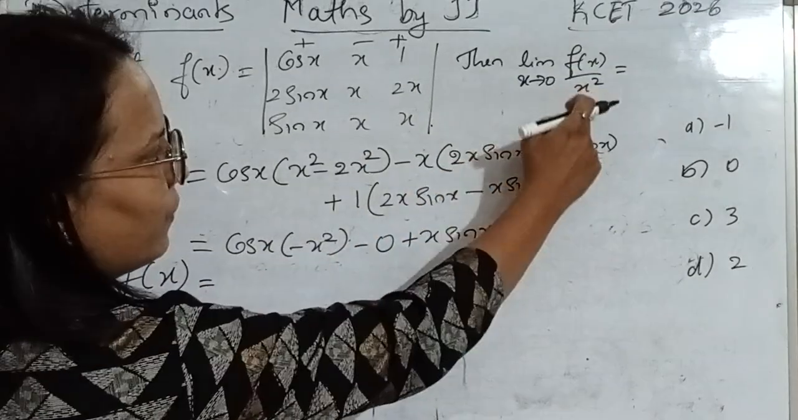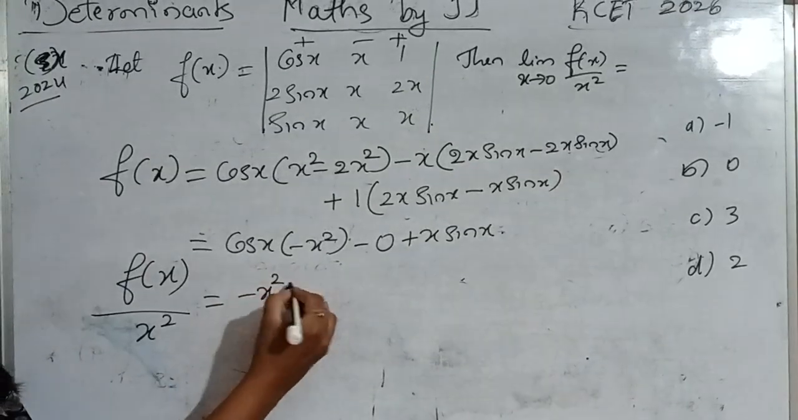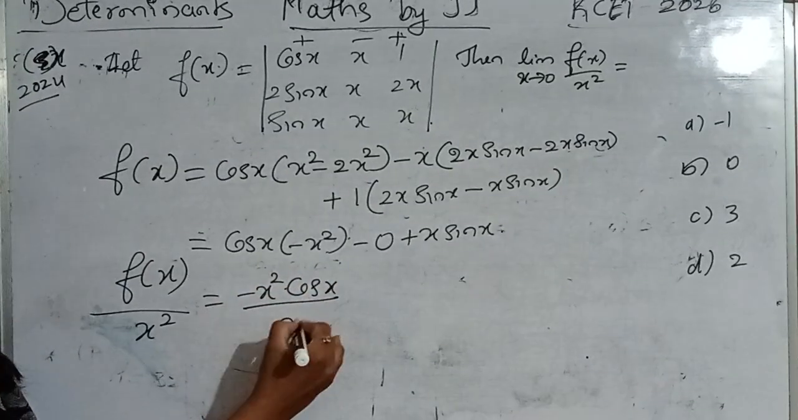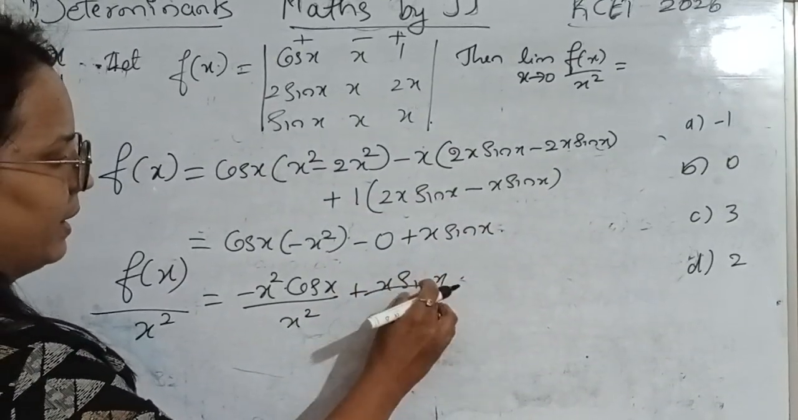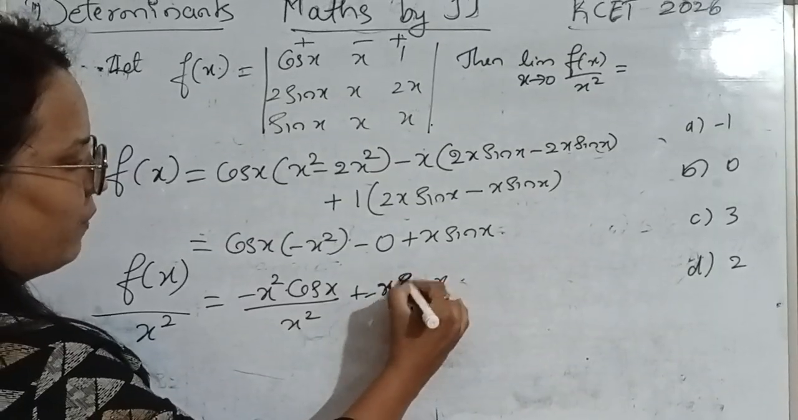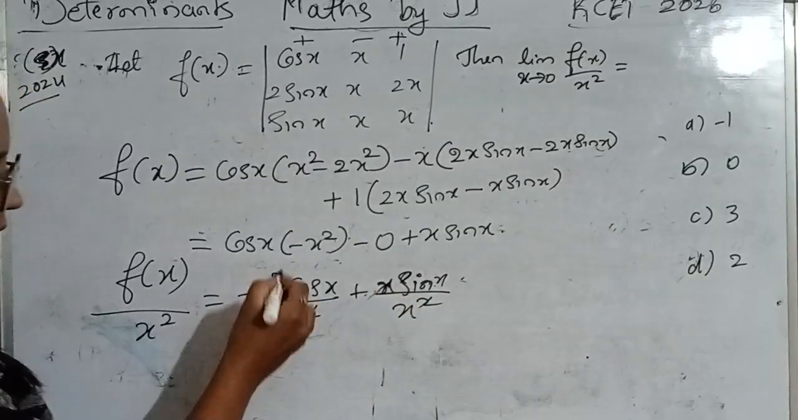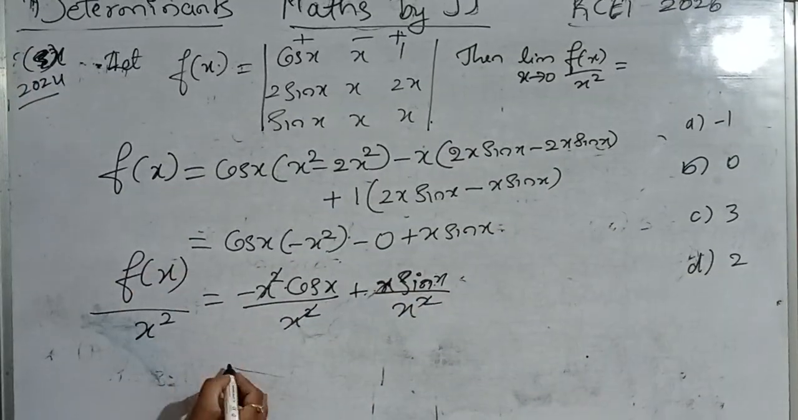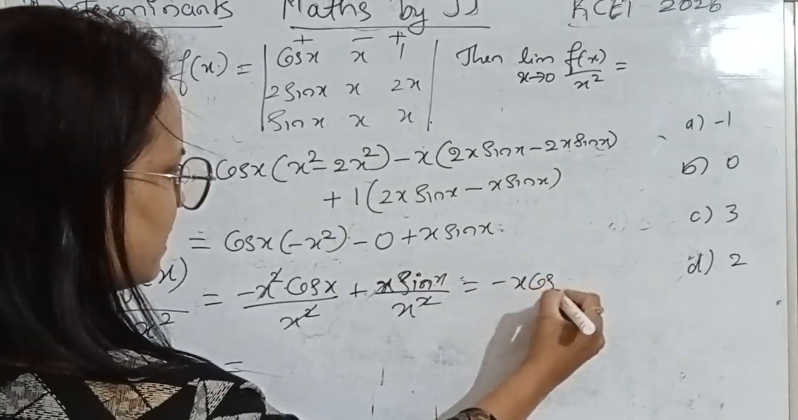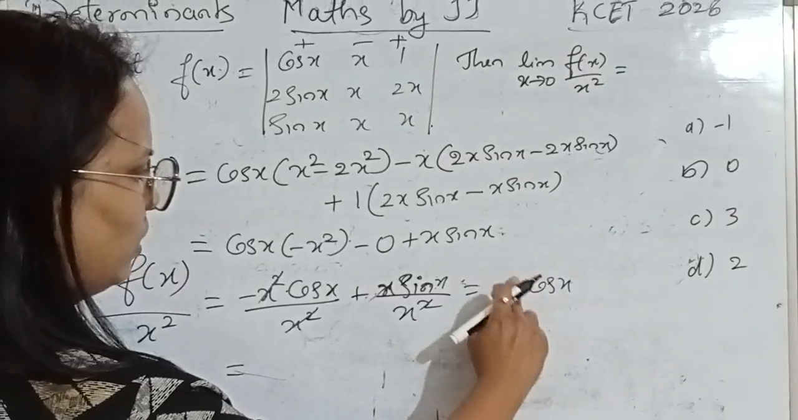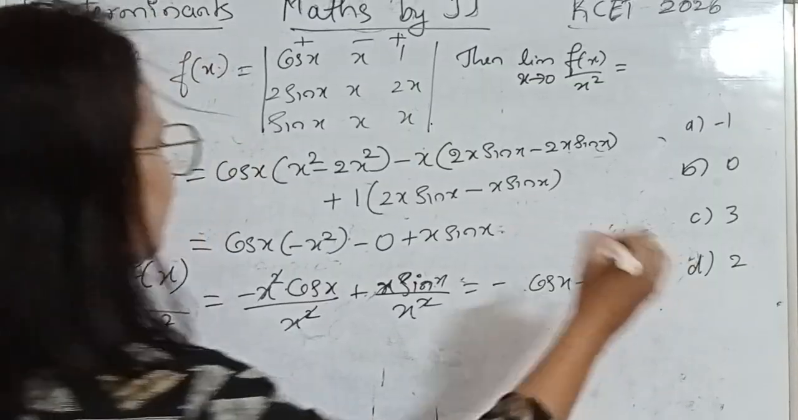Now I want f of x divided by x square, so divide it by x square. See here, this minus x square into x cos x divided by x square, plus x sin x divided by x square. So entire f of x I am dividing by x square. One x will get cancelled, x square will get cancelled. So now you are left with minus x cos x, not x cos x, only cos x, plus sin x by x.